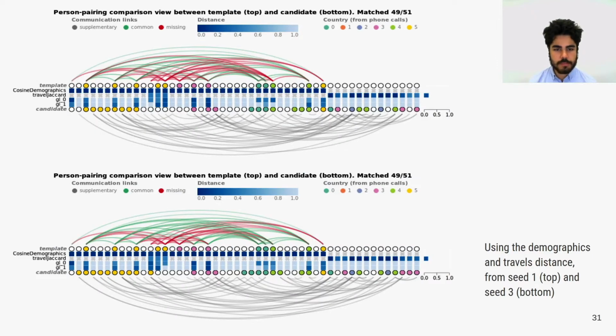Here are the two subgraphs found from seeds 1 and 3 using a combination of the demographics and travel distances. This is the distance measure which gave the best results. The demographics and travel distances are very low, which shows that the matched nodes often have similar profiles. The graphlet distances vary more depending on the nodes. We can see that the two subgraphs share a lot of edges with the template, but a lot are missing as well.